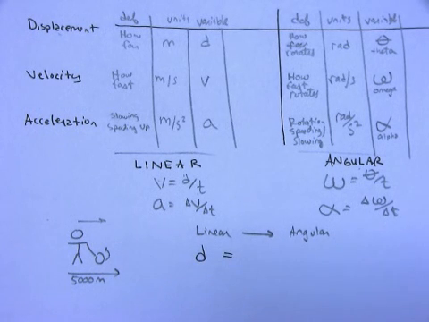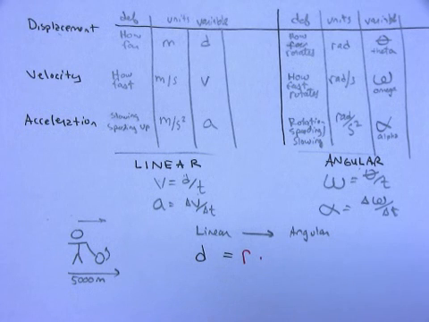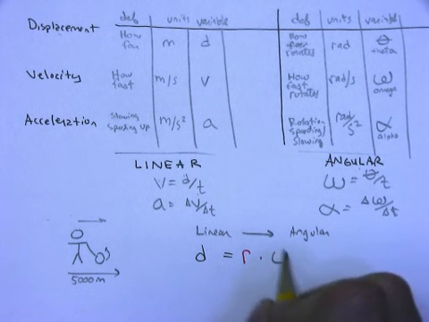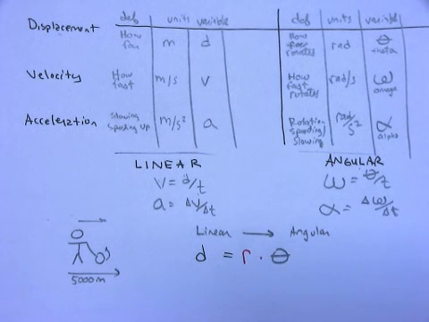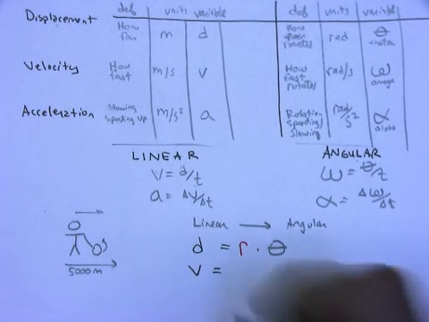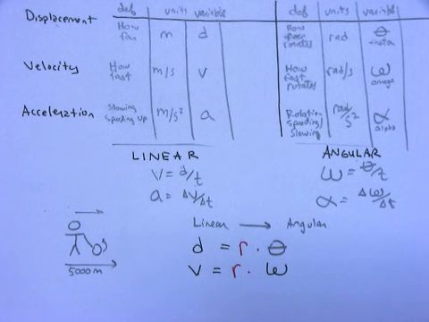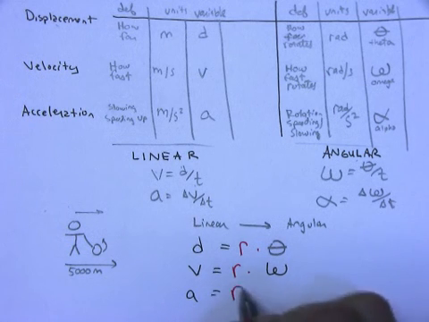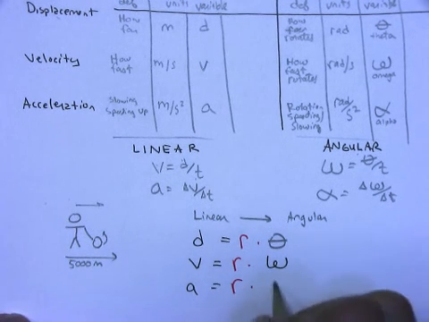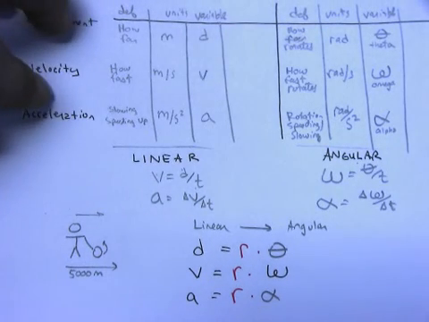Distance equals radius times angular distance. Velocity equals radius times angular velocity. Acceleration equals radius times angular acceleration. Like that. And it's really cool how these all work.